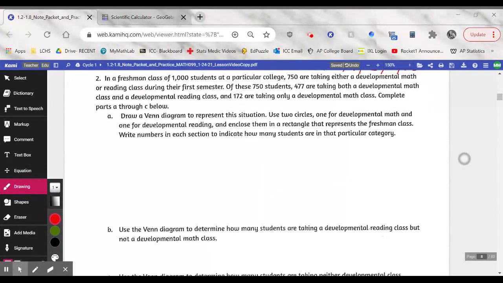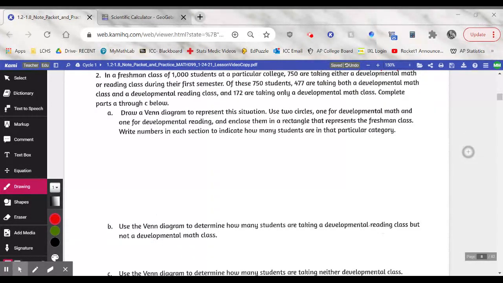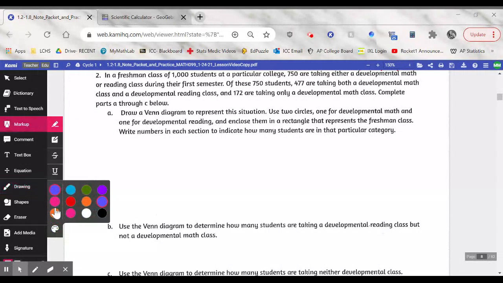The last question that we're going to be looking at on page 8 is number 2. This one we're going to be creating a Venn diagram. It says in a freshman class of 1,000 students at a particular college, 750 are taking either a developmental math or reading class first semester. So we know that there are 1,000 students.